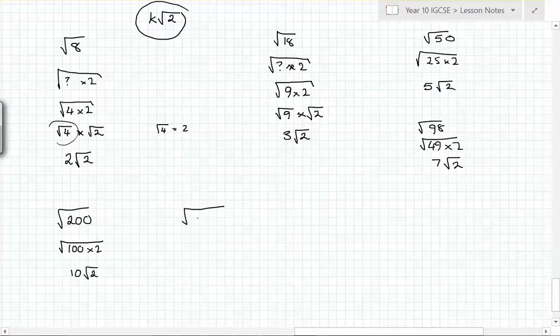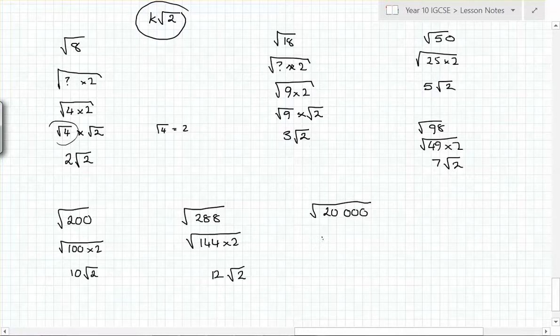Root 288 is, again, 144 times 2. We're limited by the times 2. So that gives us 12 root 2. They're all going to be something root 2. They made it really nice. Okay? Root 20,000 is root 10,000 times 2. What's the square root of 10,000? 100. Oh, it's 100 root 2. Okay?